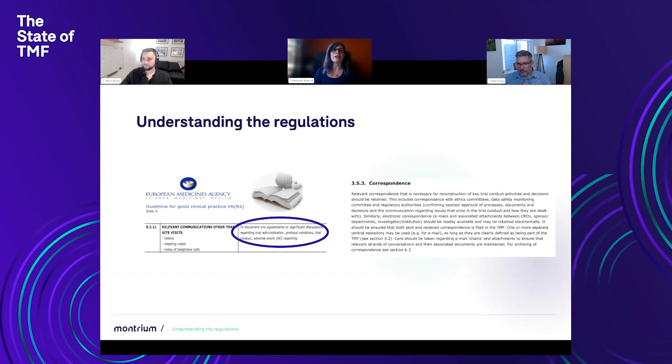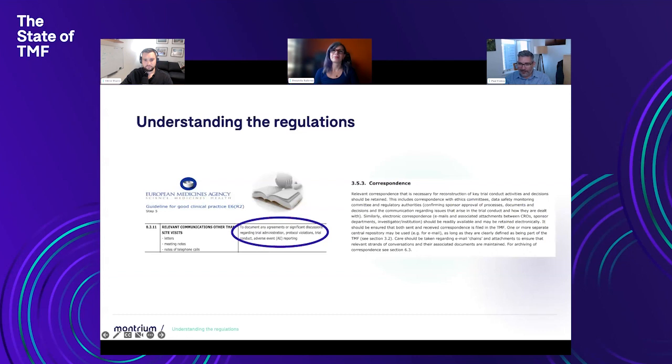So correspondence must be managed somehow. And I think that today we are all here because it's really a challenging aspect of our TMF process, how to manage in a proper way correspondence and especially emails.